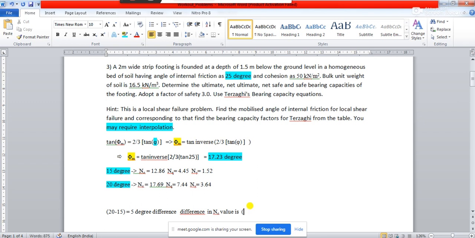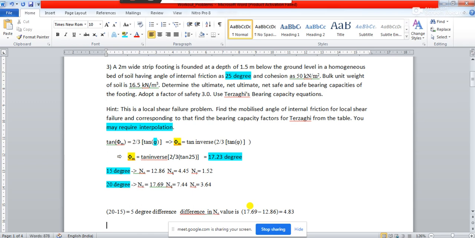4.83. Let's not just write 4.83. For understanding, let us write 17.69 minus 12.86. Is it clear? So how much is it? 4.83. So this difference is 4.83. Is it clear now?